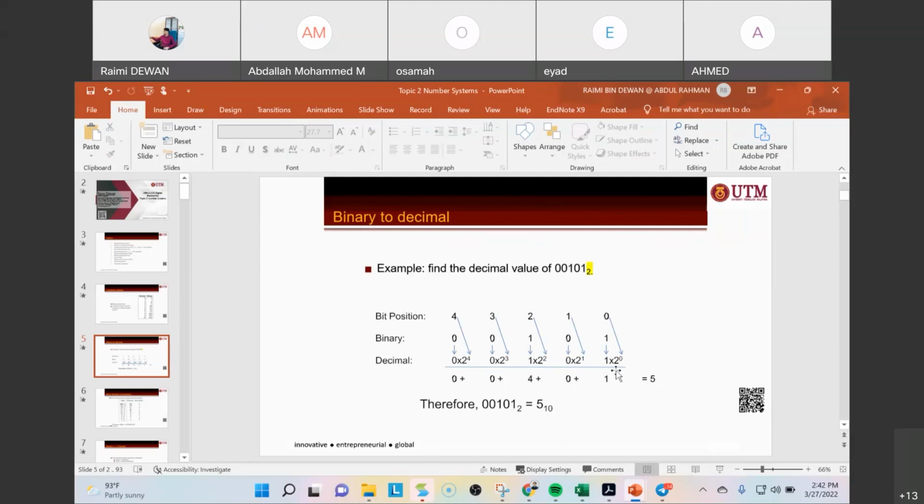So you just multiply all of them, then you will get 5. So therefore 0, 0, 1, 0, 2 base 2 is equal to 5 to the base of 10.